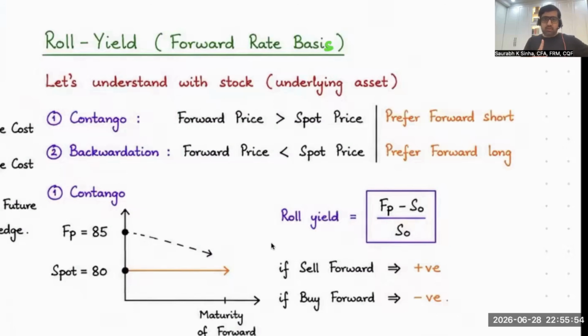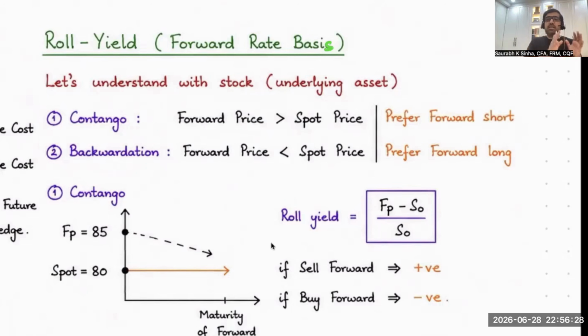What is contango? When the forward price is greater than the spot price, we call it a contango market. It's not important for us to remember this terminology of contango and backwardation. But please understand, whenever the forward price of the future contract or the forward contract is greater than the spot market, we call it contango. And if the forward price is less than the spot price, we call it backwardation.